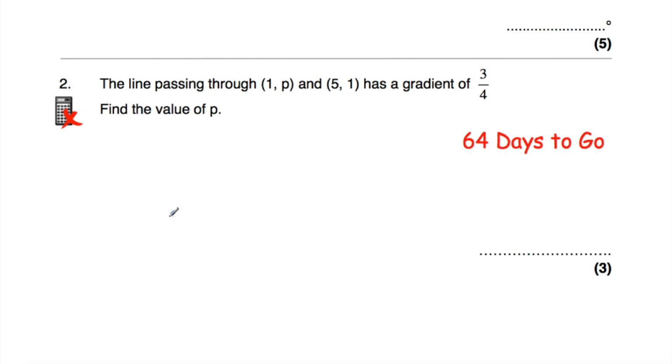You can plot a point 1, p, and you could plot the point 5, 1, and then do a little sketch, do rise over run and put it equal to 3/4, and hopefully you should be able to find p.